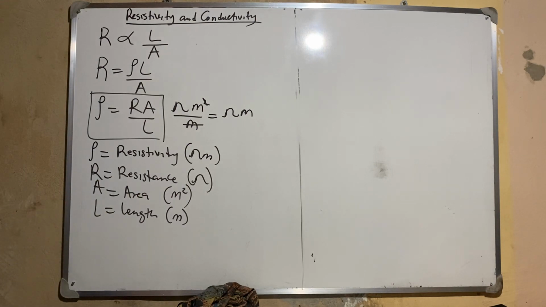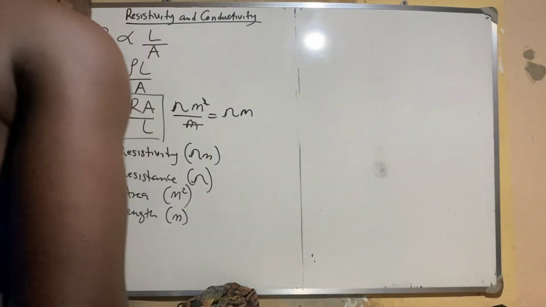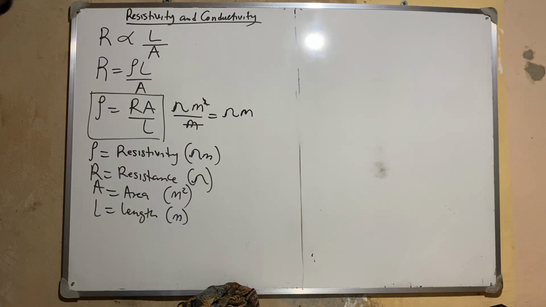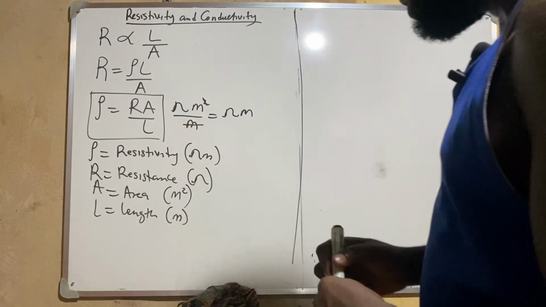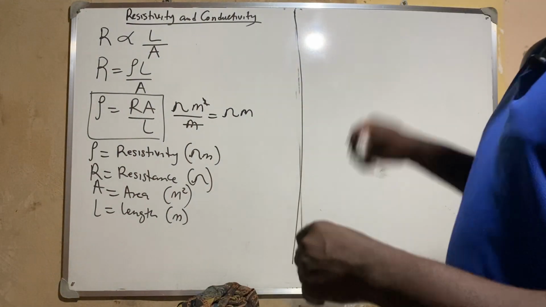Now let's move to conductivity. Conductivity is simply the inverse of resistivity. In fact, I don't need to remember a formula for conductivity. I should just know that conductivity is simply the inverse of resistivity, and resistivity is the inverse of conductivity.